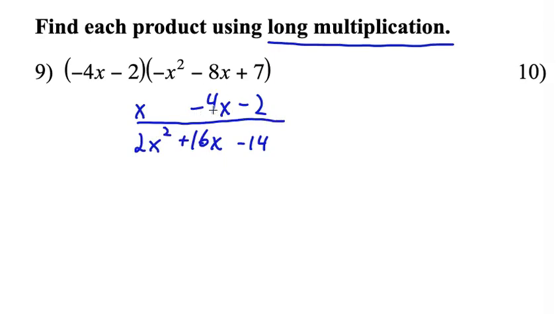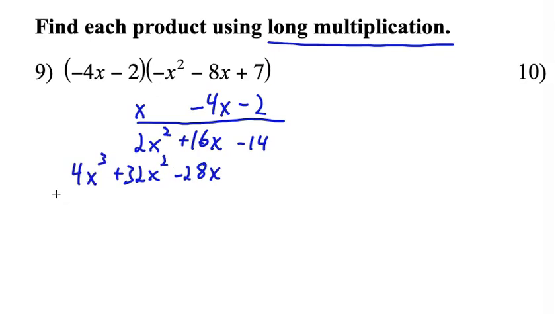Now I'm going to multiply each of the three terms in the trinomial by negative 4x. And while I do that, I'm going to be lining up my like terms. So negative 4x times 7. Negative 28x. I'm going to line it up with the other x's. Negative 4x times negative 8x. Positive 32x squared. And then negative 4x times negative x squared is positive 4x cubed.